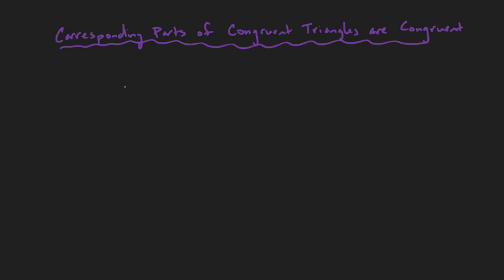This phrase has an acronym. It is just the first letters of each word in the phrase. So the acronym is CPCTC. We will use this a lot in the future with our triangle proofs.